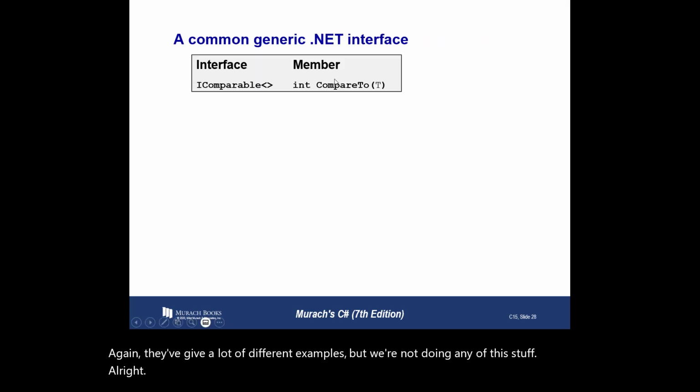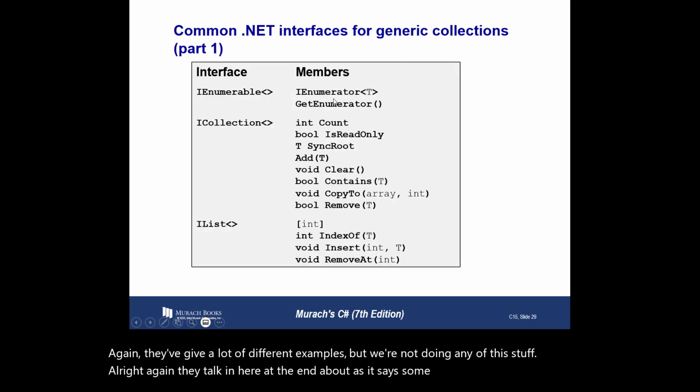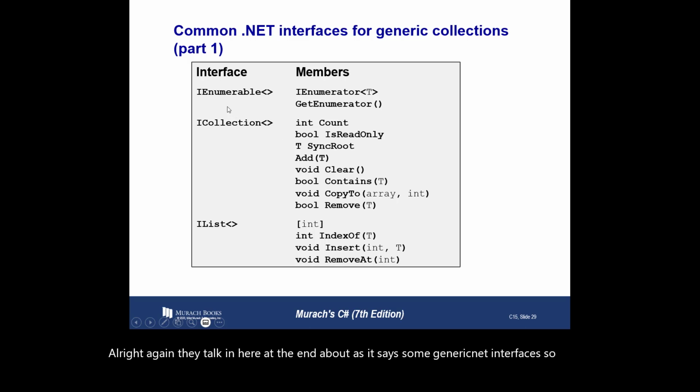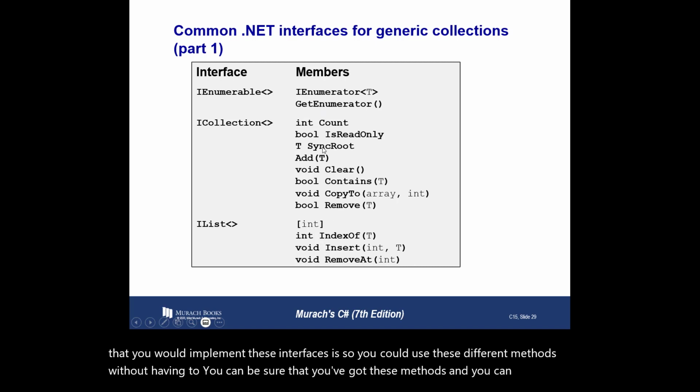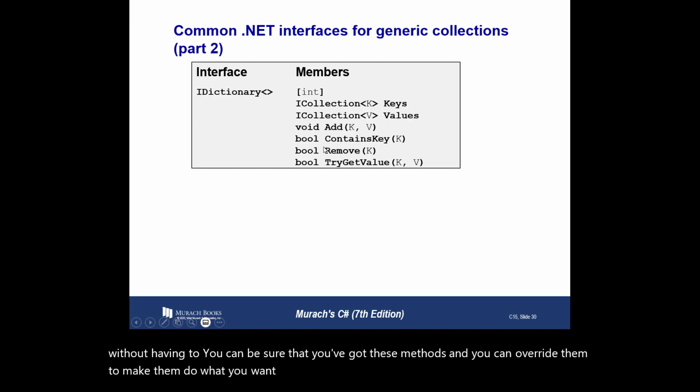All right. Again, they talk in here at the end about some generic .NET interfaces, so some built-in stuff. I already mentioned the IEnumerable to you, and there's other ones. The reason that you would implement these interfaces is so you can be sure that you've got these methods and you can override them to make them do what you want them to do.